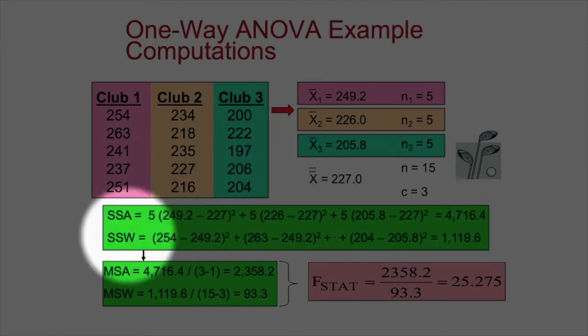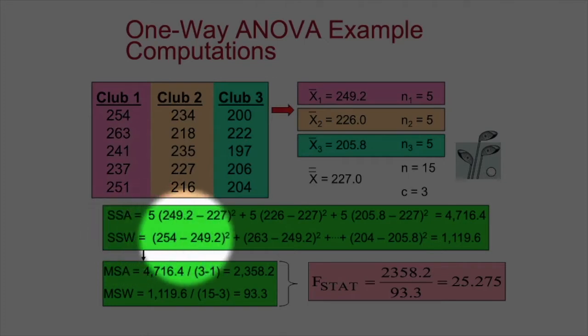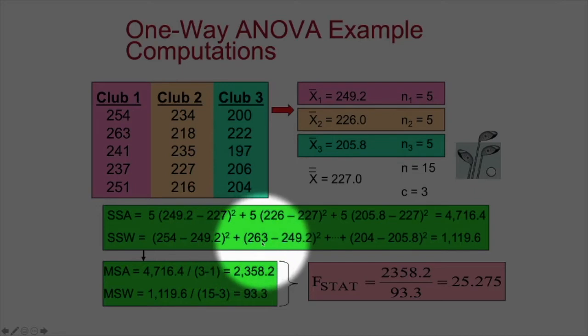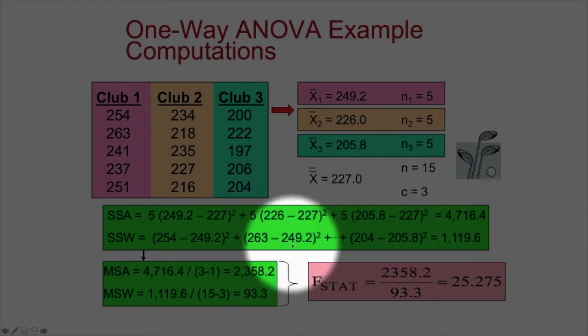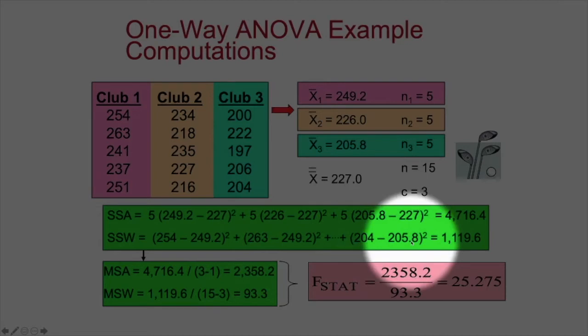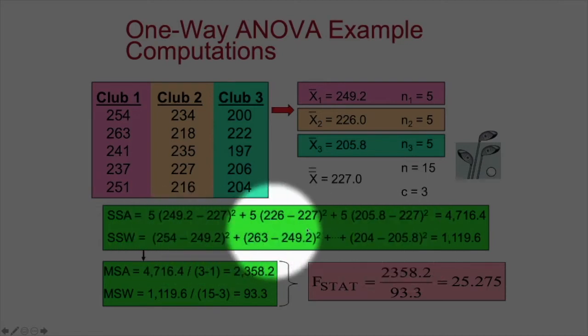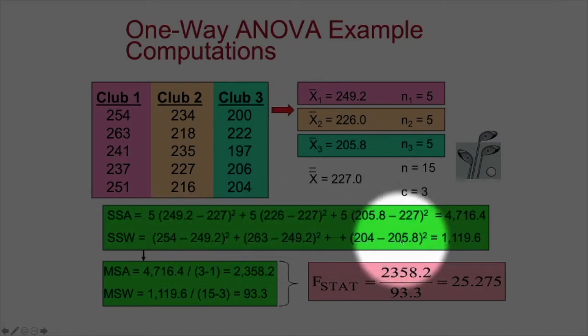The SSW, on the other hand, is the first point minus the mean of its group squared, plus the second point minus the mean of its group squared, etc., etc. Here, this is the last point minus the mean of its group. So this is the mean of group 1, this is the mean of group 3, because in these calculations, each point gets compared to the mean in its own group.